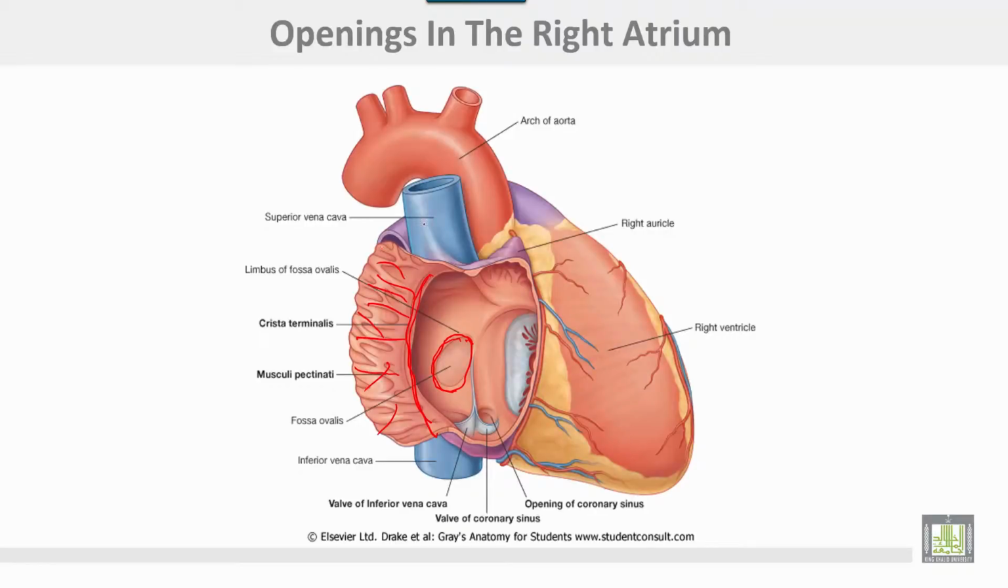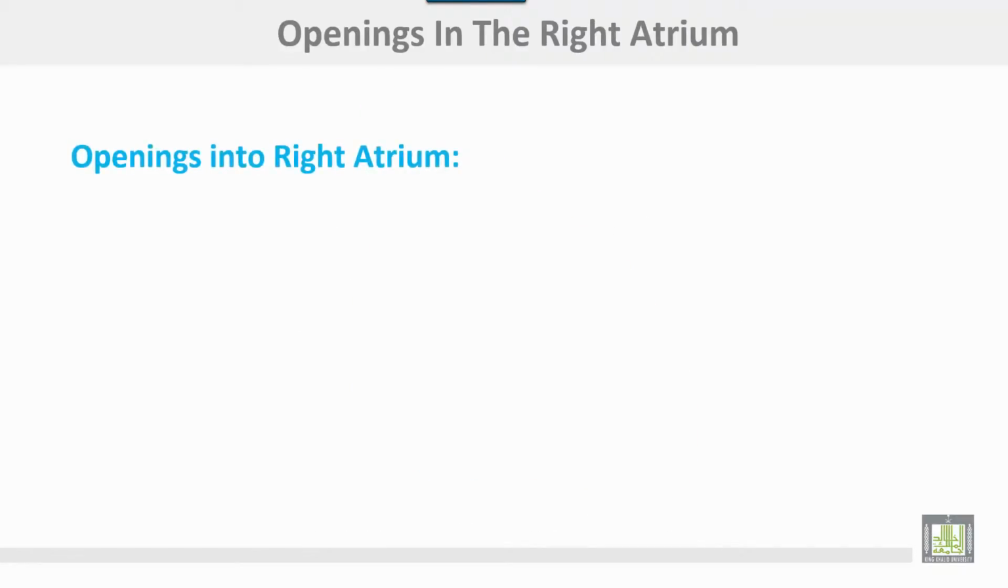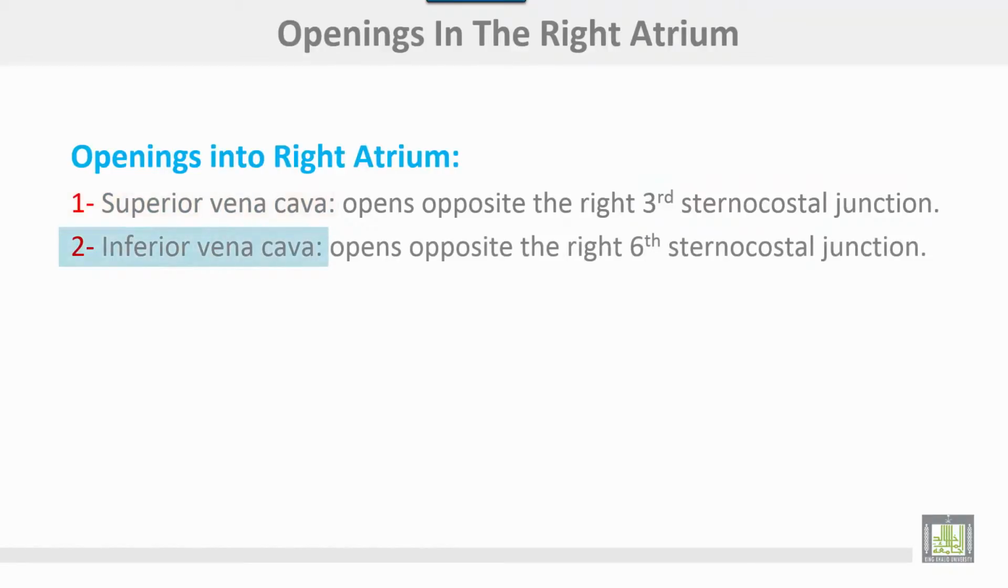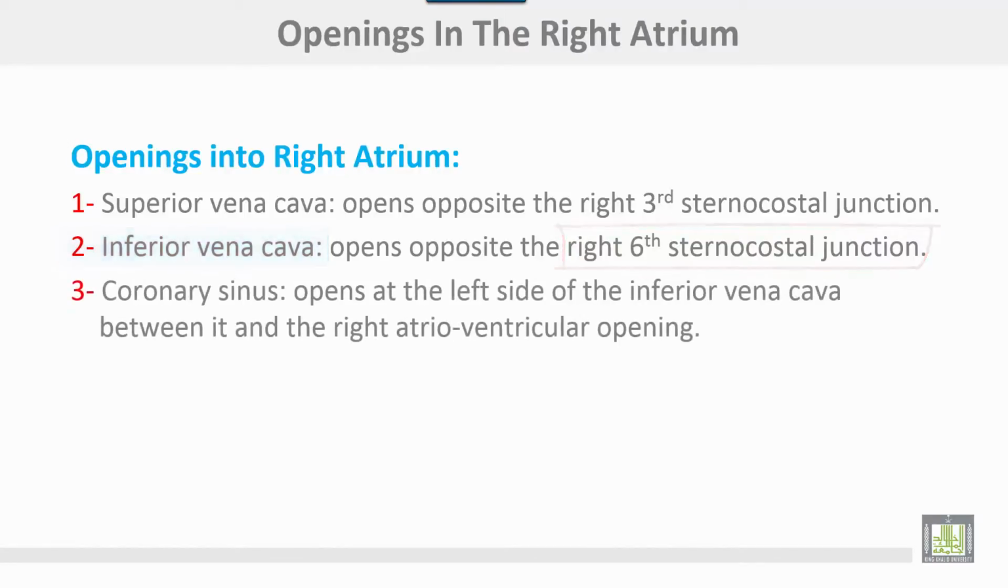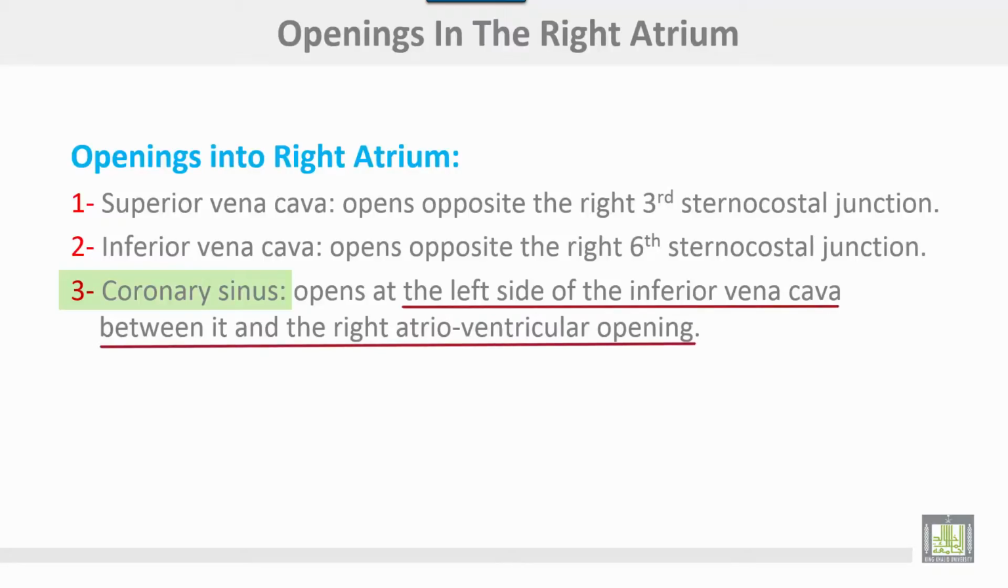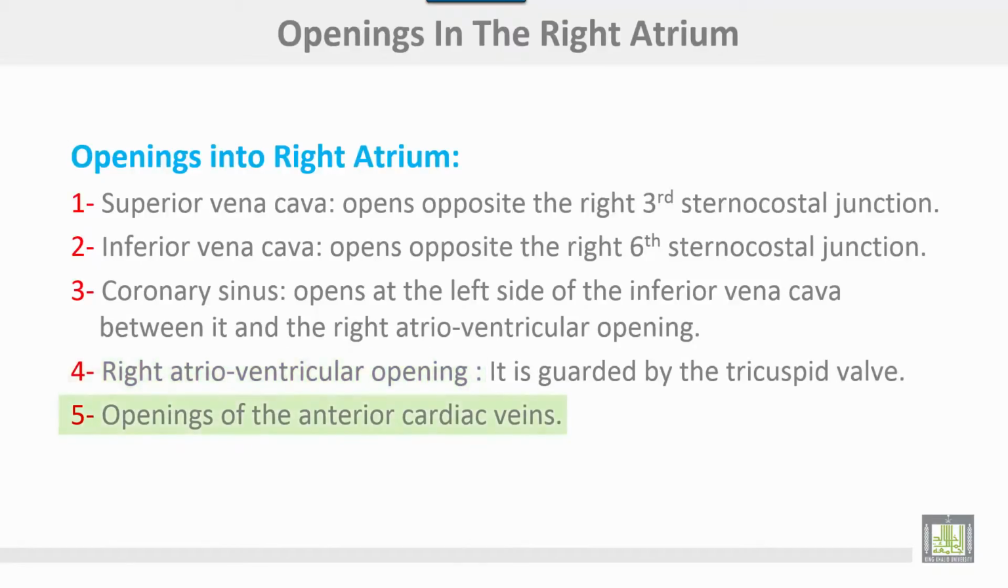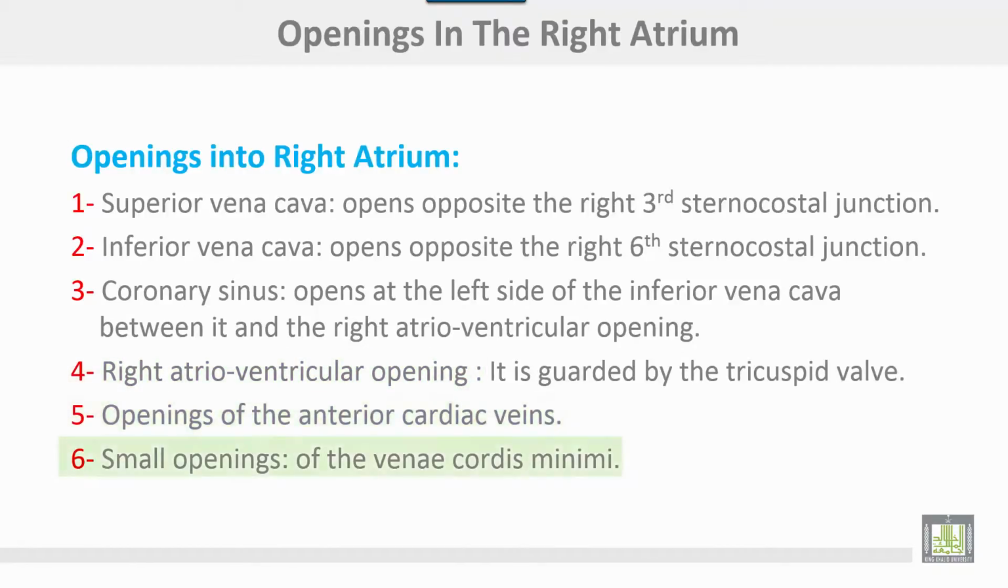Openings in the right atrium: number one, the superior vena cava opens opposite the right third sternocostal junction. The inferior vena cava opens opposite the right sixth sternocostal junction. Then the coronary sinus opens at the left side of the inferior vena cava, between the inferior vena cava and the right atrioventricular opening. The right atrioventricular opening, or tricuspid valve, then the opening of the anterior cardiac veins and the small openings for venae cordis minimae.